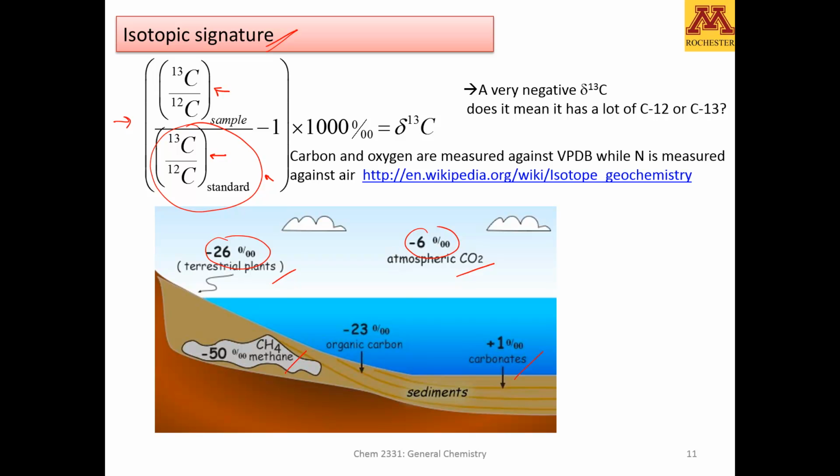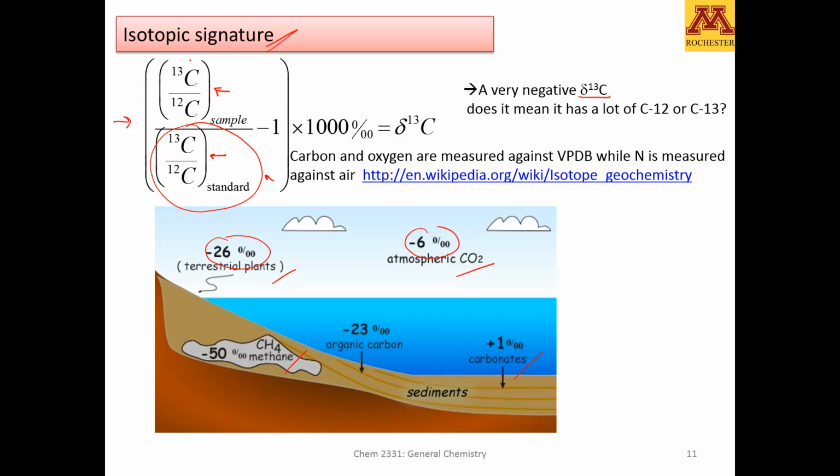A simple question would be, a very negative isotopic signature, does it mean that it has a lot of carbon-12 or carbon-13? Let's try to prove the opposite. If this is positive, the only way to be positive is for this ratio to be larger than 1. You will only have a negative number of isotopic signature if this ratio, sample versus standard, is smaller than 1.